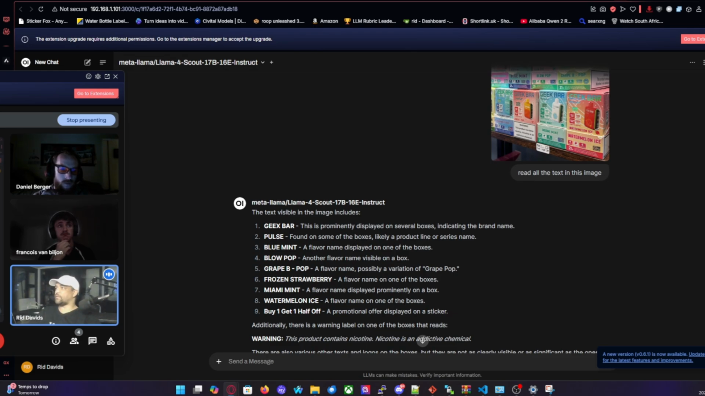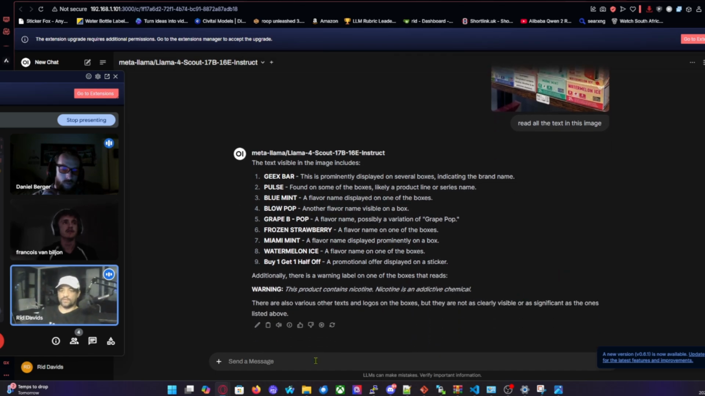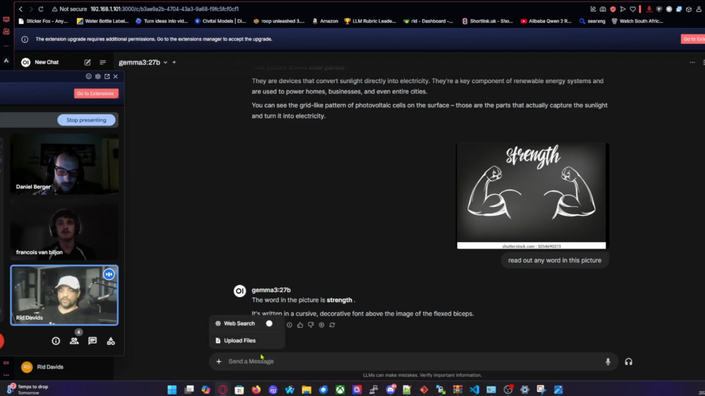Is it Geek Bar? We confirm. Watermelon ice, yes, 100%. Miami mint, yes, right. Strawberry, grape, grape pop, yeah, right. Blow pop, blue mint, blow pop, yeah. You know, it's pretty right. So in terms of imaging, that's good.